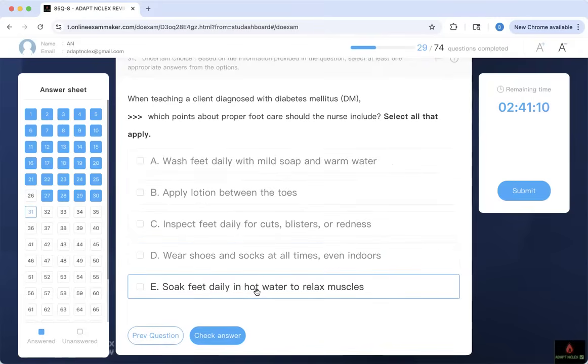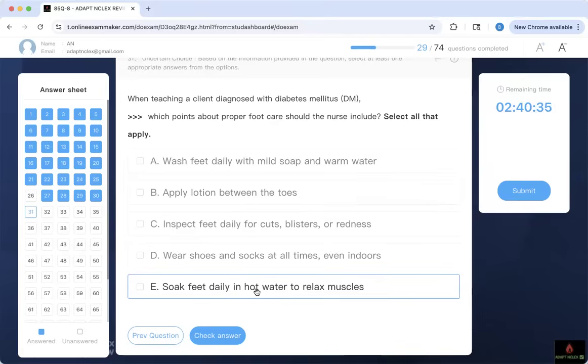When teaching a client diagnosed with diabetes, which point about proper foot care should the nurse include? This is another concept. Write it down. Read about it. Foot care in a diabetic patient. NCLEX favorite. That's what we teach patients all the time about diabetes. Select or apply. Wash foot daily with mild soap and warm water. Apply lotion between your toes. Inspect feet daily for cuts, blisters, and redness. Wear shoes and socks at all times, even inside. Soak feet daily in hot water to relax muscles.